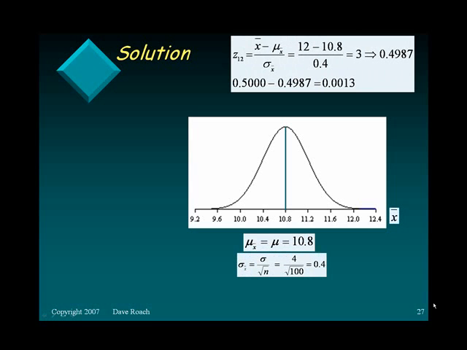Well, our z, x bar minus mu x bar divided by the standard error, is 3. That's associated with an area of 0.4987, and that leaves out in the tail an area of about 0.0013, or you can think of that as close to 0. There's almost no chance we would get a value of 12 or more if the population mean is 10.8.